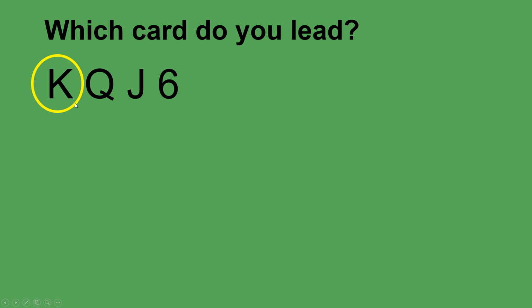The reason you do this is to give your partner information. When you lead the top card from a sequence, so if you lead the king from this sequence, you are telling your partner 2 things. The first thing you're telling your partner is you do not have the ace, because if you had the ace, you would have led it. The second thing you're telling your partner is you do have the queen. When you lead the king, you are promising that you have the queen and maybe the jack as well.